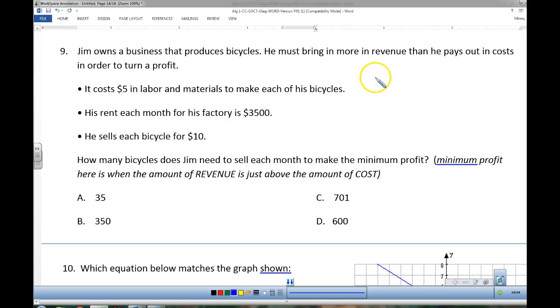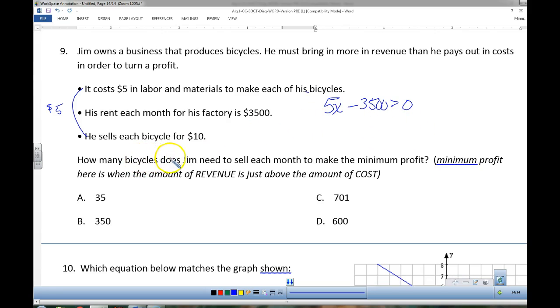For every bike he makes, how much profit does he make on a bike? Well, he makes it for 5, sells it for 10, so he's making $5. So I'm going to say $5 times the number of bikes he sells minus the $3,500 it costs for rent is going to equal how much profit he has, right? If he sells 1,000 bikes, he'll be at 5,000 minus $3,500, and he'll make a profit. So however many bikes he sells times $5 minus the $3,500 for rent has to be bigger than 0. He's trying to make a profit. All right?